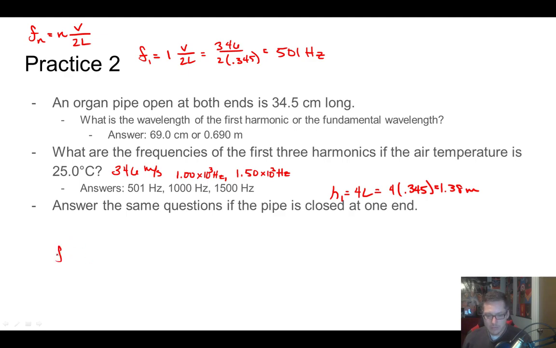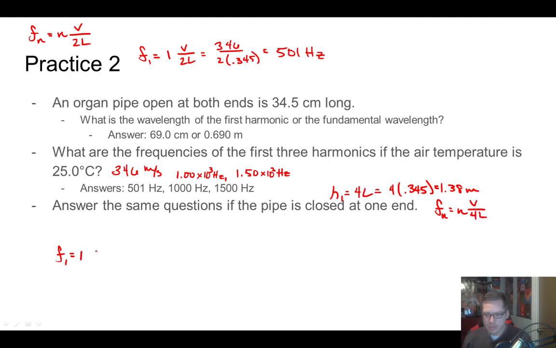Excuse me. So now we got to find the first three. It says the first three harmonics. So we got to do F1. And remember, this only has odds. So instead of doing 2 and 3, we'll do 3 and 5 when we get to that point. All right. And also remember that the formula for this, Fn, is equal to n times v over 4L. So it's slightly different.